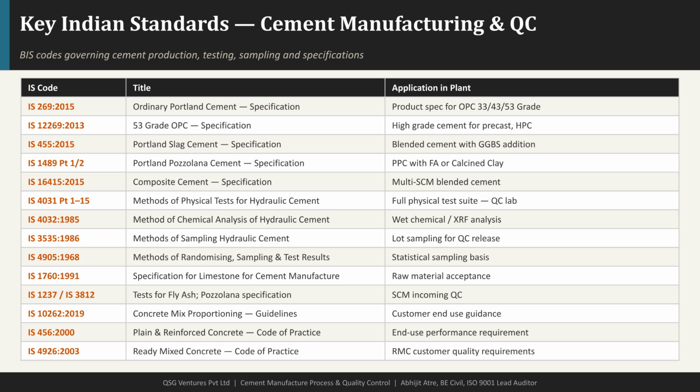Indian standards, or IS codes, govern cement production and quality. Key codes define product specifications for various cement types, like IS 269 for OPC and IS 12269 for 53-grade OPC. Other codes specify methods for chemical and physical testing, sampling, and guidelines for concrete mix proportioning and ready-mixed concrete.